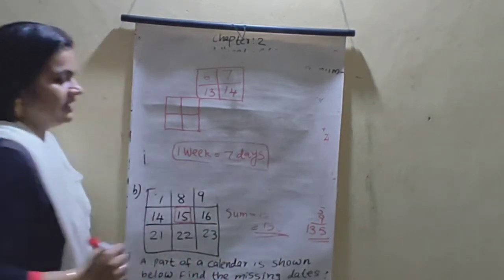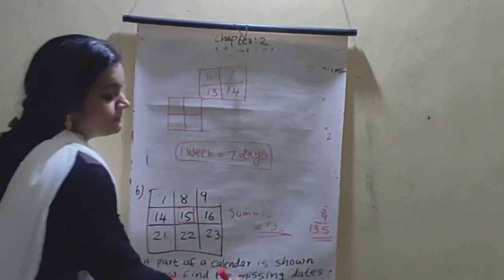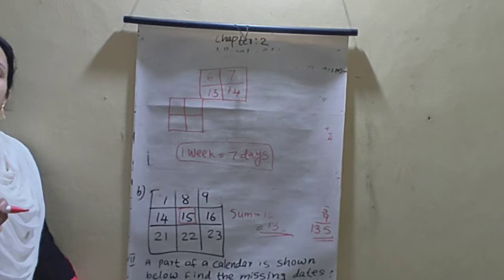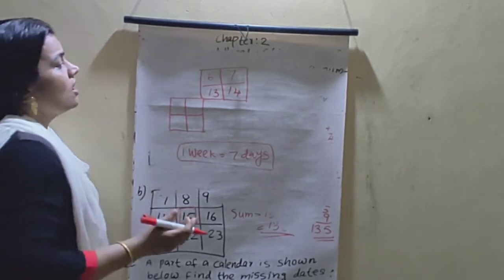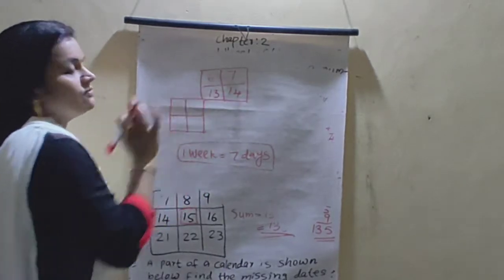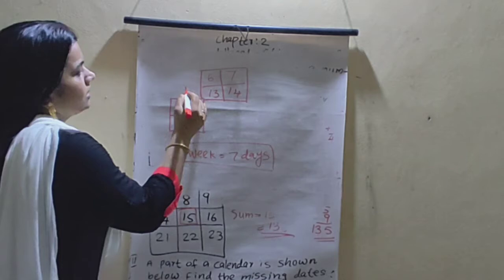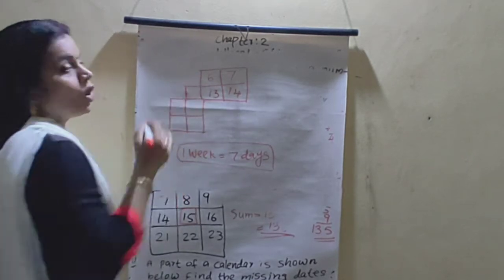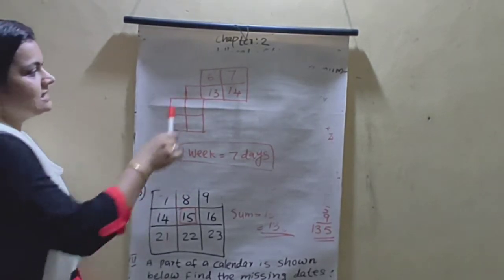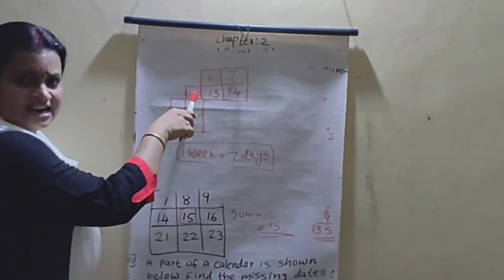You always remember one thing: 1 week equal to 7 days. We want to find out the missing dates. How to find out the missing dates? First, the dates given are 6, 7, 13, 14. First, draw one additional column here. Then which number is here?